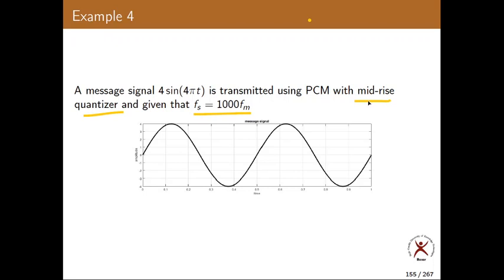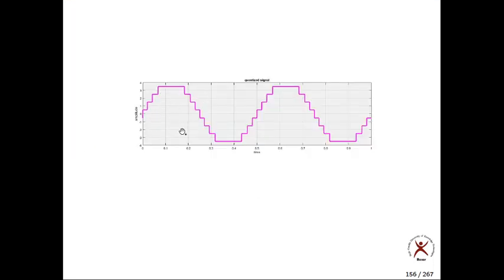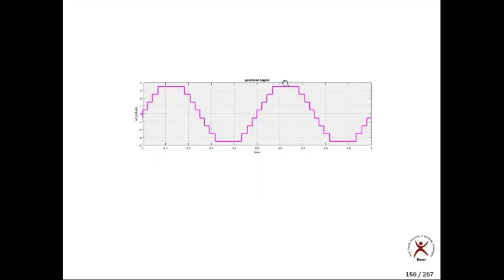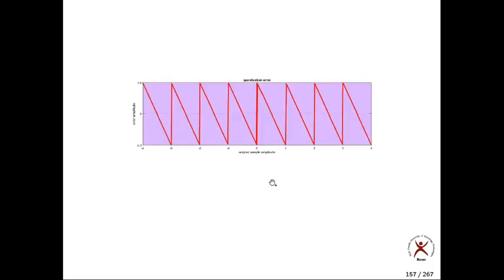using what type of quantizer? Mid-rise uniform quantizer. Now this is a quantized signal. So what type of quantization? Mid-rise. Okay. So if you sample and quantize this message signal, you get something like this. Next, this is the quantization error. I told you already, it will be something like this. So what is the maximum of the error? 0.5. Minimum is minus 0.5.